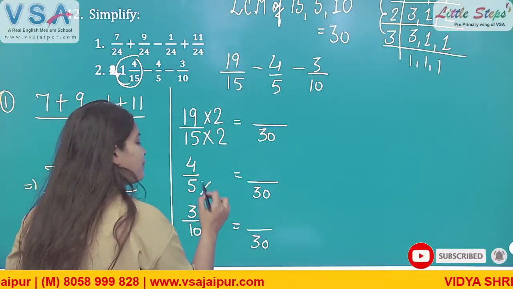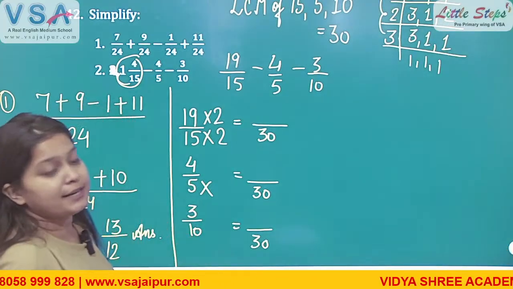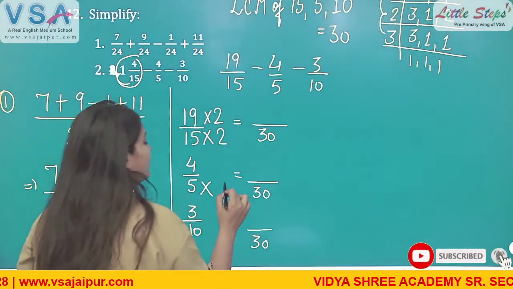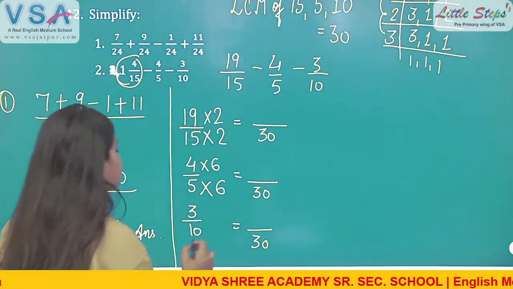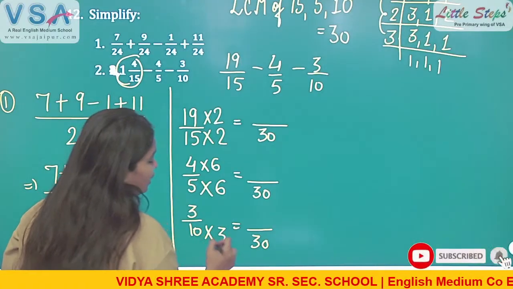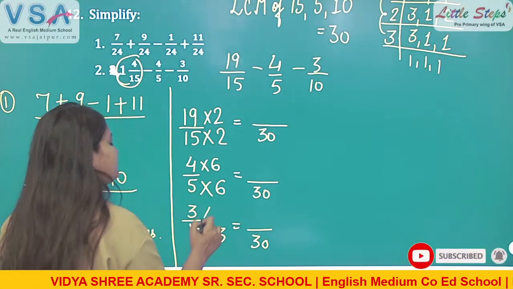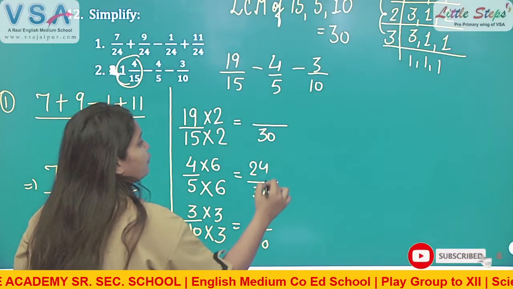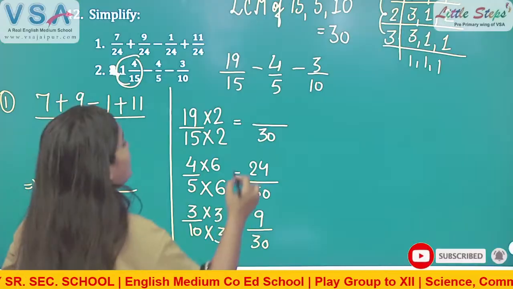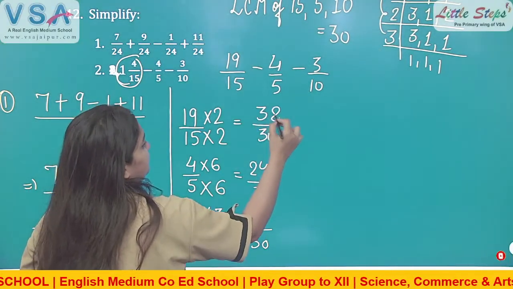5, we have to multiply. Which number will make it 60? We need to multiply it by 6. And numerator also it will become 6. Then 10, by which number will we multiply? Of course by the table of 3, and 3 threes are 9 by 30, 4 sixes are 24, and 19 twos, as we all know, 38.